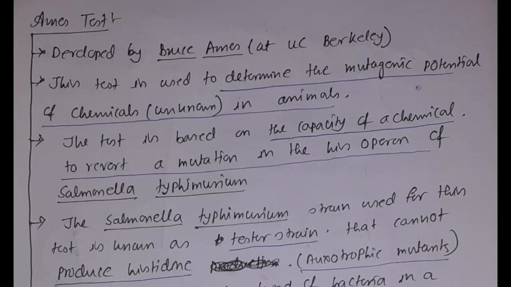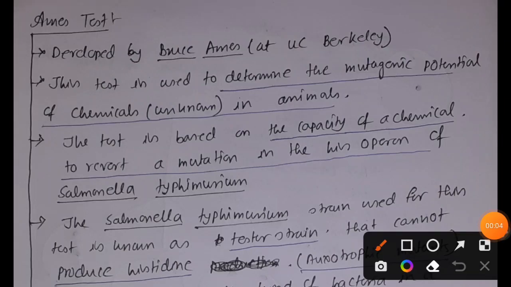So welcome back friends. In this video tutorial we are going to talk about the Ames test. This will be the third video lecture. In the previous two video lectures we talked about the Meselson and Stahl experiment, and the second one was the Hershey and Chase experiment. Those two were from the molecular biology background and this one is from the genetics background.